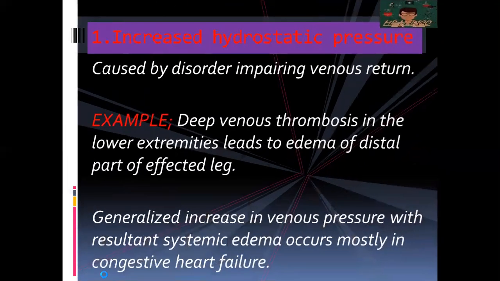The first factor means increased hydrostatic pressure. This condition is obtained when there is an impaired venous return. For example, when there is a deep venous thrombosis in the lower extremities, it causes a condition known as edema to the distal parts of affected legs. In generalized increase in the venous pressure, the resultant systemic edema occurs mostly in congestive heart failure.